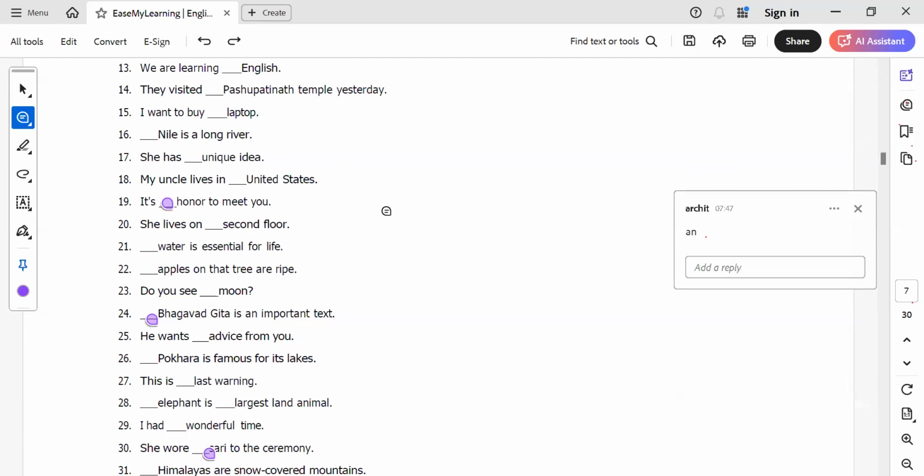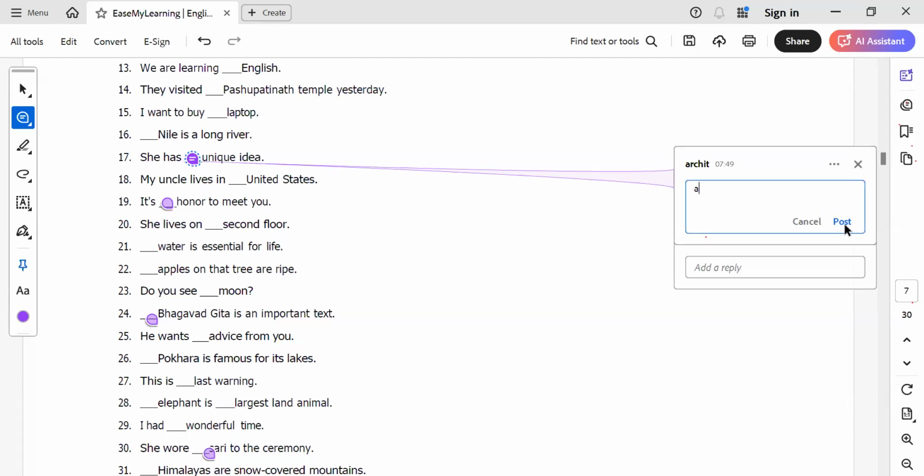So let me check. Question number 17, right? First they started with Subham. Subham's answer is 'an'. What is the correct one? The correct answer is A, and Naman is the second to give the correct answer. So Naman again, two correct answers given, I guess.